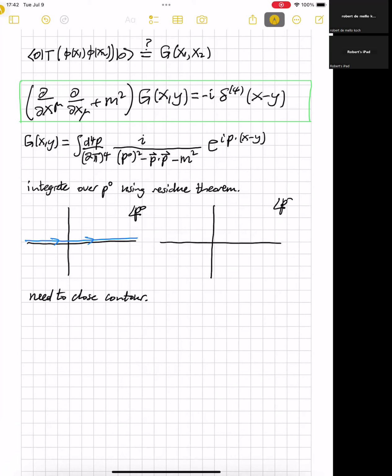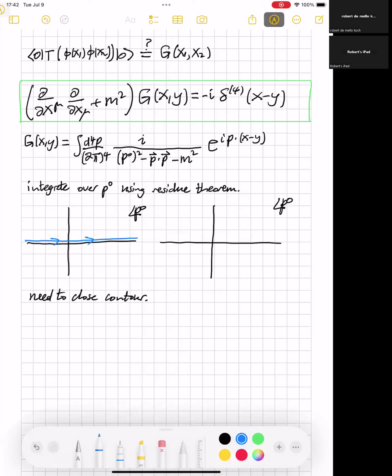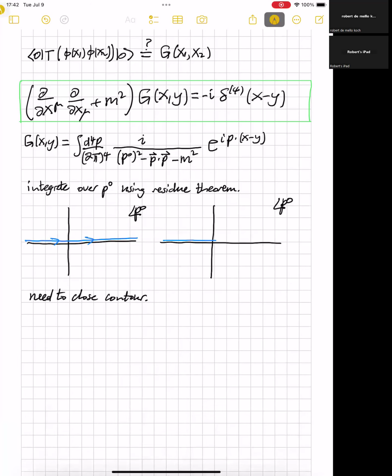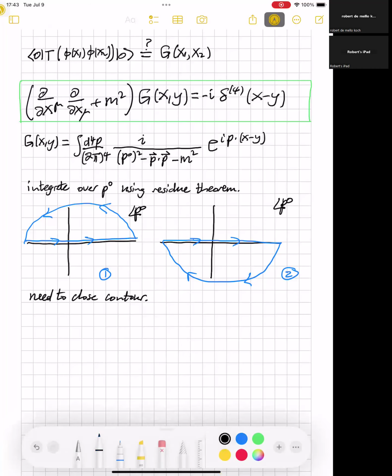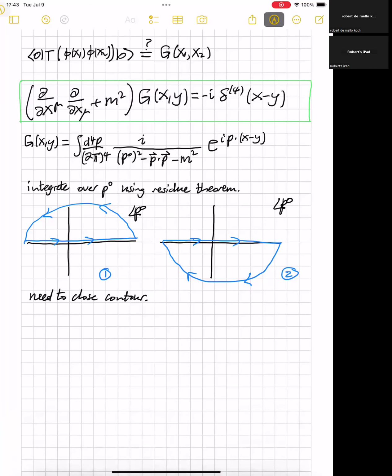This is again a complex P naught plane. And again, what's our integration path? Well, it's over there. That's how we're integrating. Now, what should we do? The one thing we could think of doing is closing the path in the upper plane, or we might decide to close the path in the lower plane. So let's call this option number 1, and let's call this option number 2. And the question that we have to answer now is, should we do 1 or 2?